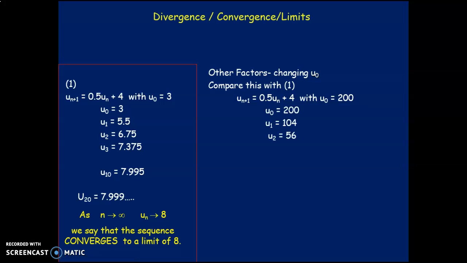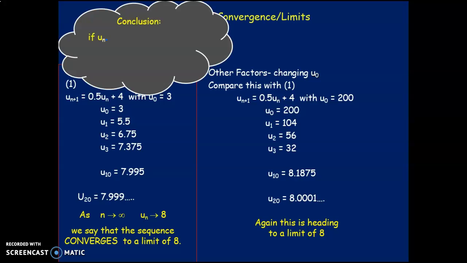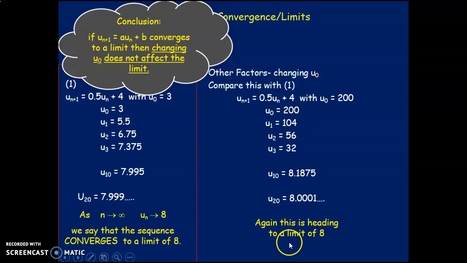So when we look at this recurrence relation, have a think about what is happening. So u20. Now again, we can see that this is heading to a limit of 8. So what we can conclude is essentially, if our recurrence relation is converging to a limit, then changing u0 does not affect the limit at all. So they both converge to a limit of 8.